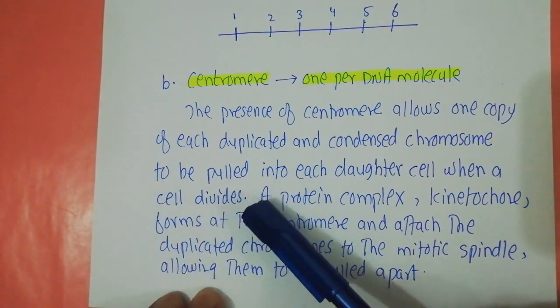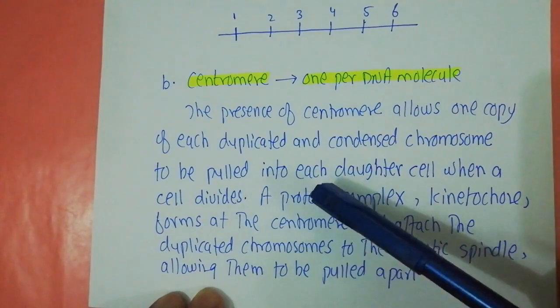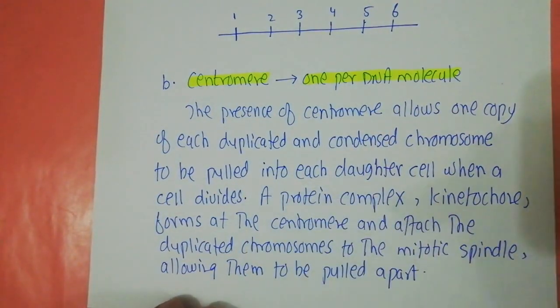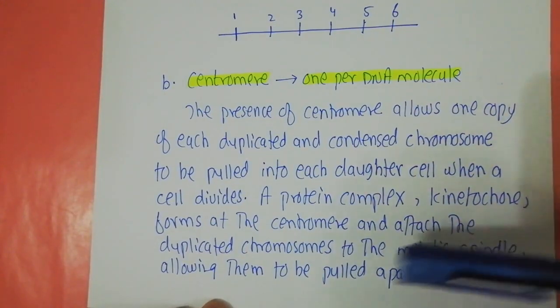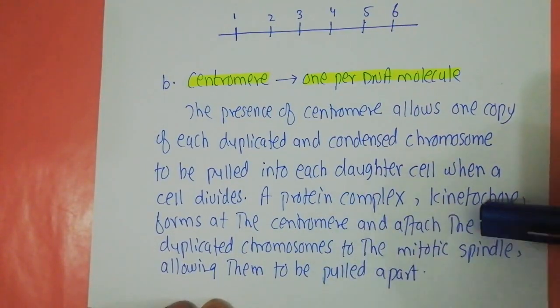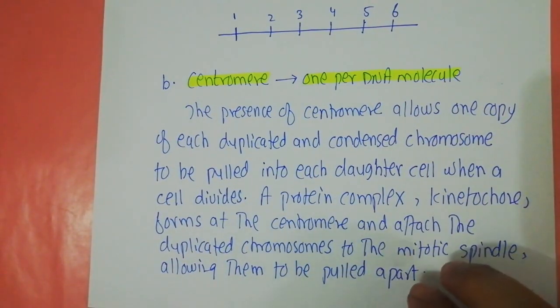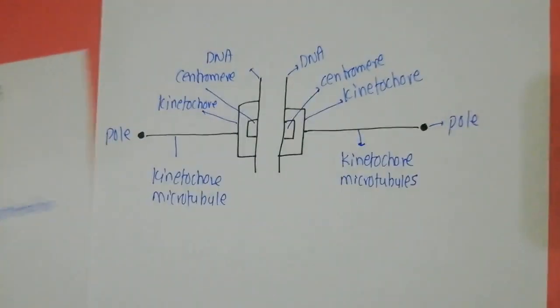Now, how is the centromere helping in the separation of the duplicated chromosome into the two daughter cells? A protein complex, which is known as the kinetochore, actually forms at the centromere, and this particular kinetochore is helping in the equal distribution of the genetic material between the two daughter cells. Let me show you how this actually works.